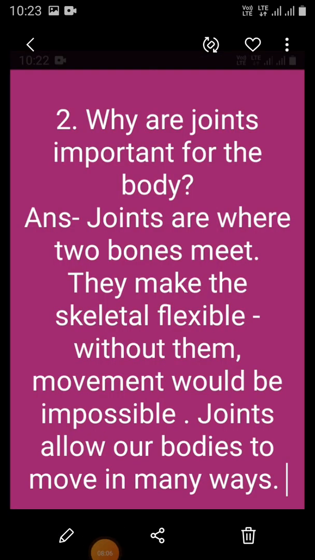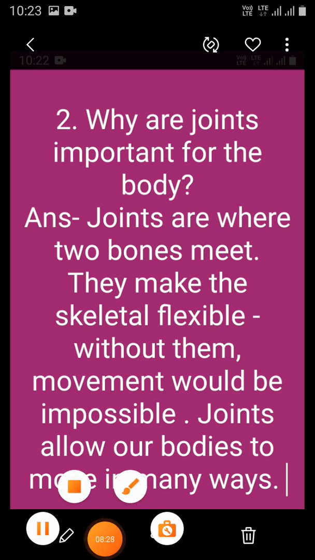Next question, why are joints important for the body? Answer: joints are where two bones meet. They make the skeleton flexible. Without them, movement would be impossible. Joints allow our bodies to move in many ways.